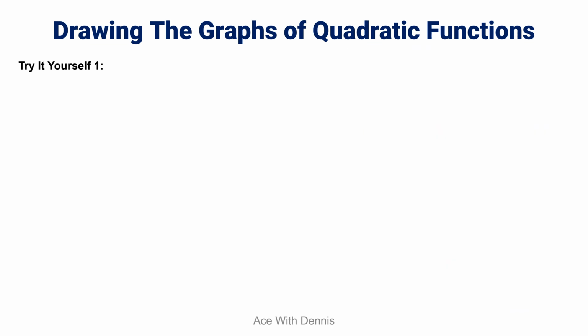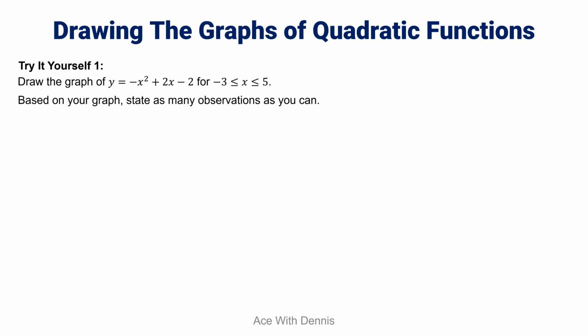Now you can try this example yourself. Draw the graph of y equals -x squared plus 2x minus 2 for the range of x from -3 to 5. Based on the graph, state as many observations as you can. You can pause the video and try to answer this question yourself. Don't forget to prepare a piece of graph paper.